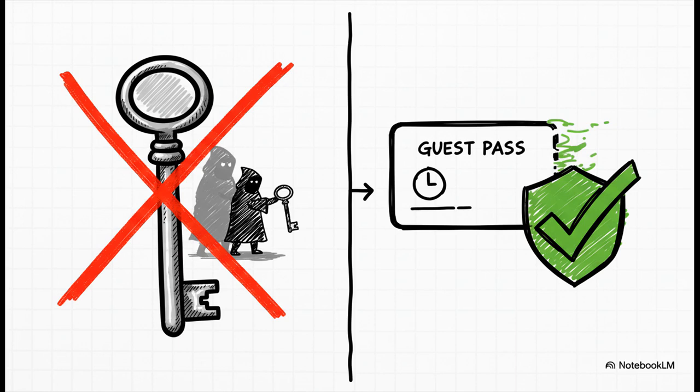Instead of creating a bunch of IAM users with permanent keys that can get lost or stolen, it is so much safer to use roles. Roles hand out temporary credentials that expire after a little while. Think about it. It's like giving someone a guest pass that's only good for an hour, instead of giving them a permanent key to the building. It just massively reduces your risk.